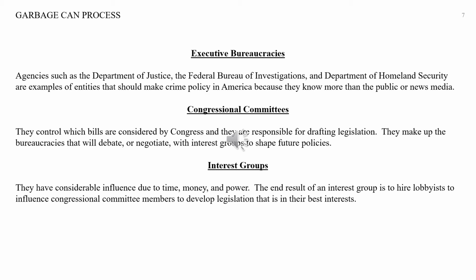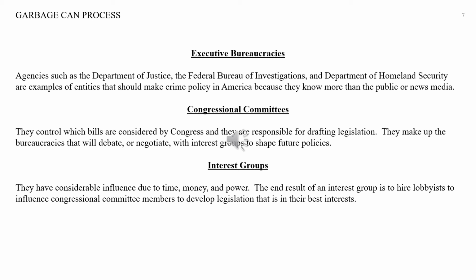First, the executive bureaucracies are agencies such as the Department of Justice, the Federal Bureau of Investigation, and the Department of Homeland Security. And these are the entities that should make up crime policy in America because they know more than the public or news media. Next, the congressional committees control which bills are considered by Congress, and they are responsible for drafting legislation. They make up the bureaucracies that will debate or negotiate with interest groups to shape future policies.